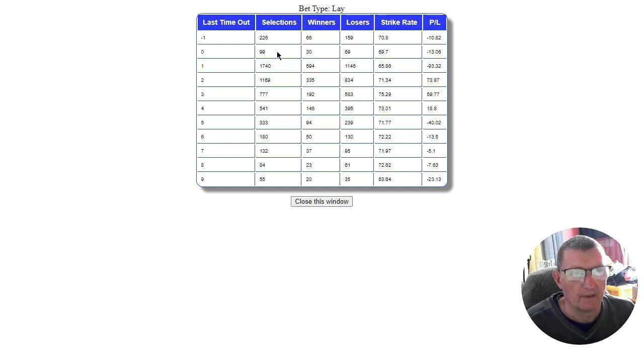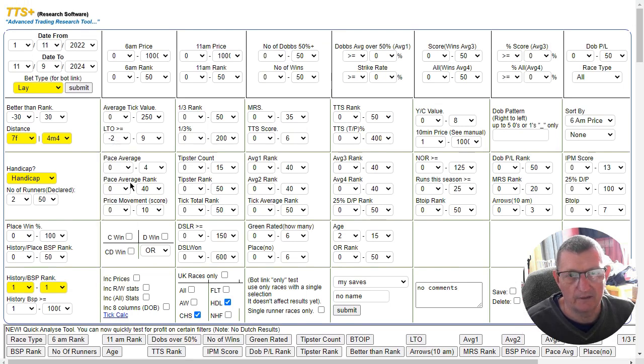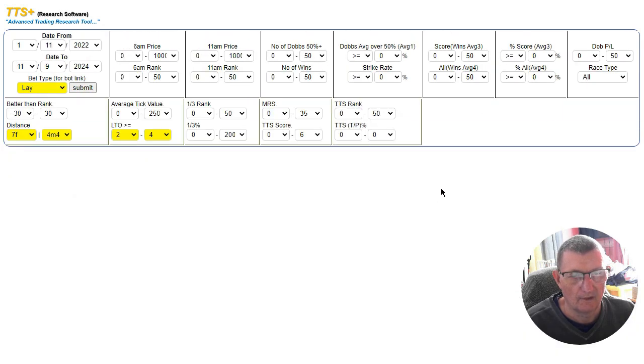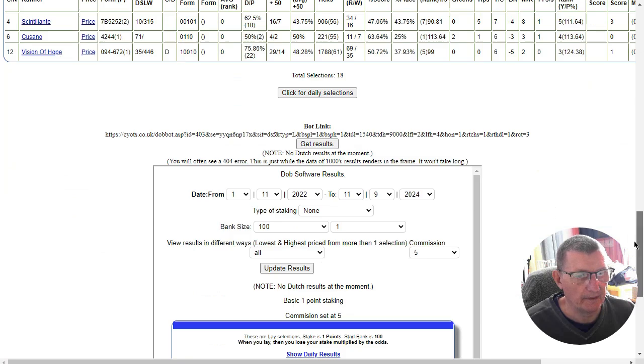Okay, so let's go up and now let's check last time out again. 2, 3 and 4. Now they're actually quite high. You could argue these others are as well. Let's stick to 2 to 4 for the moment and see where that takes us. So last time out we're going to go 2 to 4. Okay, so let's see what that brings us.